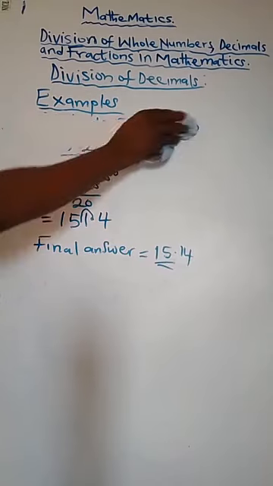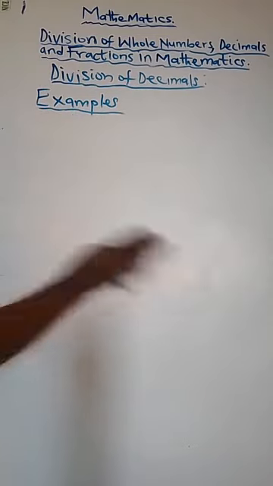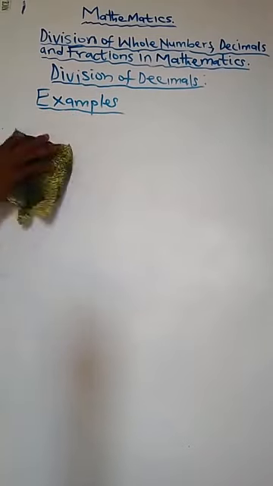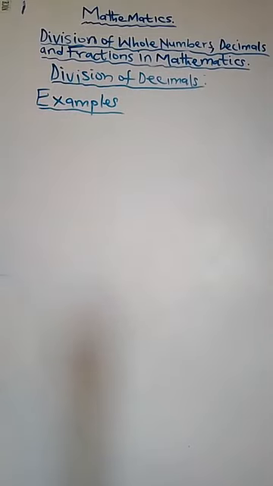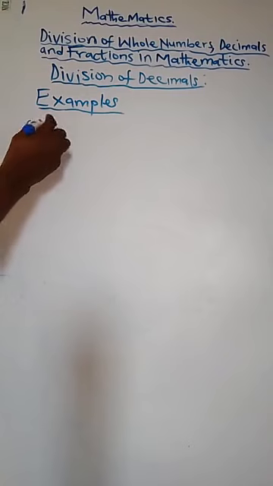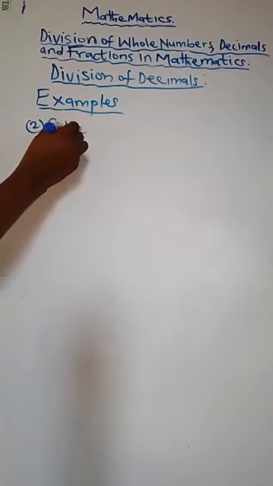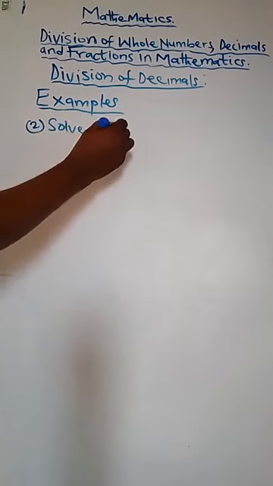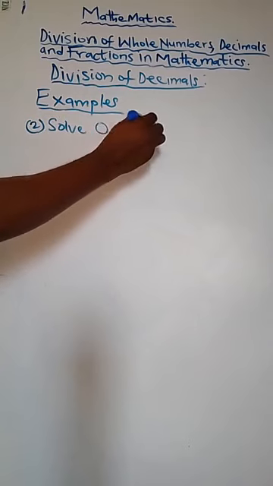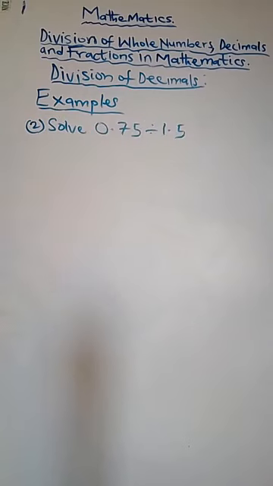Let's look at another example to shed more light on this division process under decimals. Let's say you have another question. 2. Solve 0.75 divided by 1.5. So this question is different from the one we have just done because this question involves 2 decimal numbers. So now how do we do it?